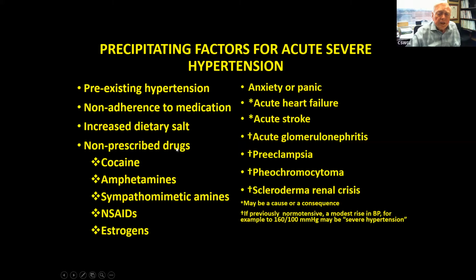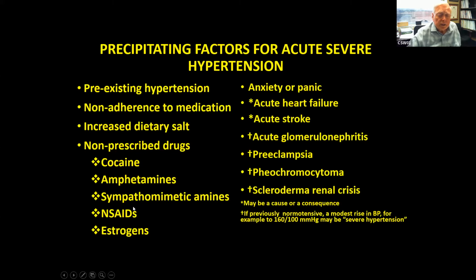An increase in dietary salt in somebody very salt sensitive can raise the blood pressure by about 20 millimeters systolic. There are certain drugs that raise the blood pressure, notably cocaine and amphetamines. Sympathomimetic amines in the form of nose drops, in the season when people have upper respiratory infections, can be a problem, and in some people can be enough to raise the blood pressure quite a bit.